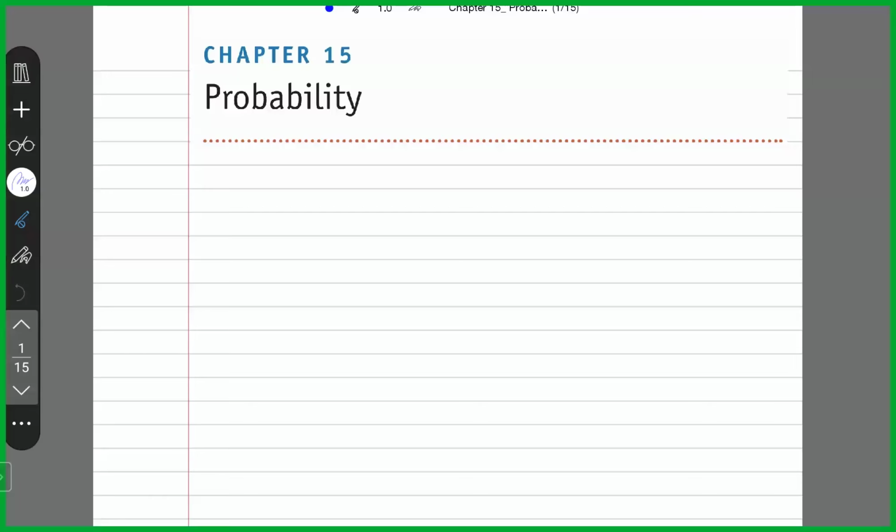All right, so we'll start in chapter 15. Chapter 15 is on probability. Just checking, can everybody hear me? Good. All right, so on probability.